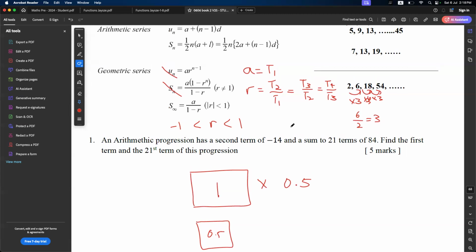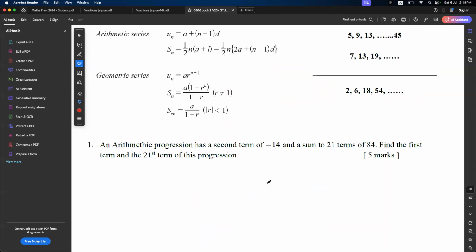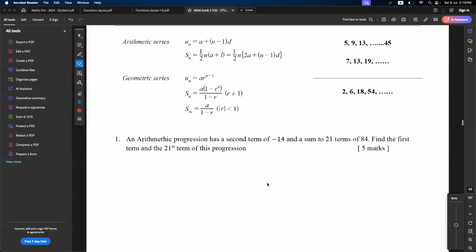Make sense? Okay? So that's the only concept that you need to imagine. Right? Now, then let's try with some questions.